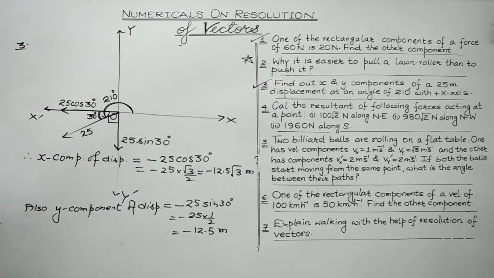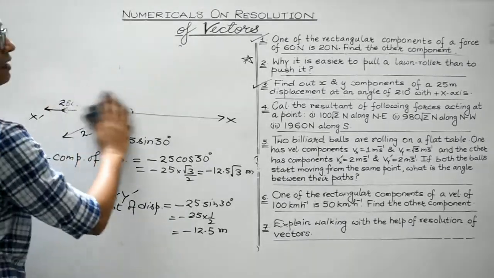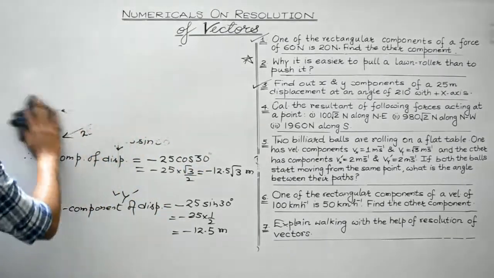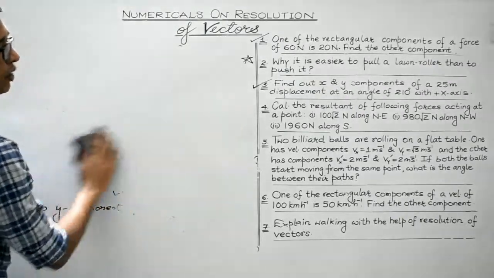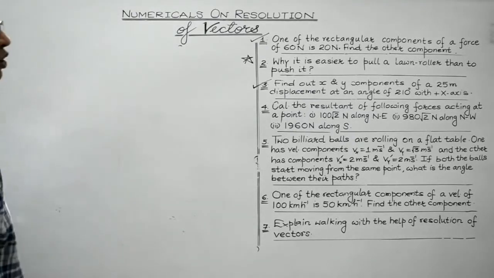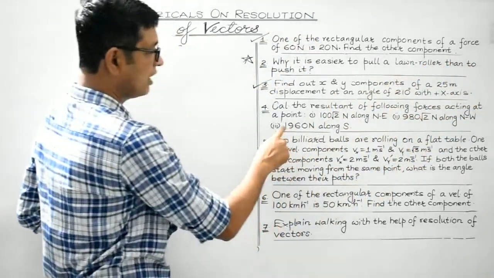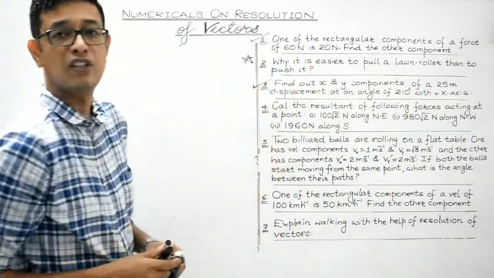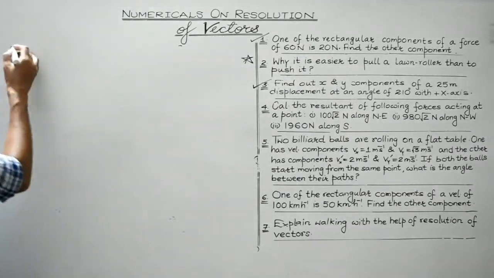Okay, let's proceed to question number 4. Question number 4 is a very good question. We are required to determine the net force acting on a body. Now look, it's given, these are the three forces acting at a given point: 100 root 2 Newton along the northeast direction, 980 root 2 Newton along the northwest direction, and 1960 Newton along the south direction. And we are supposed to find out the net force acting at a point, right?